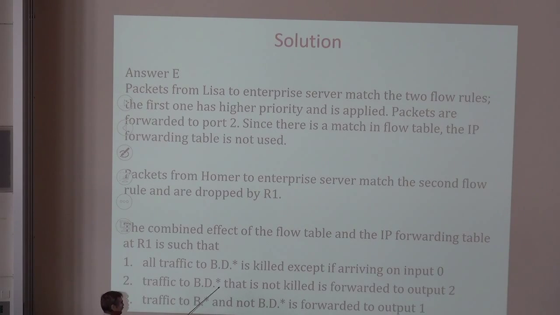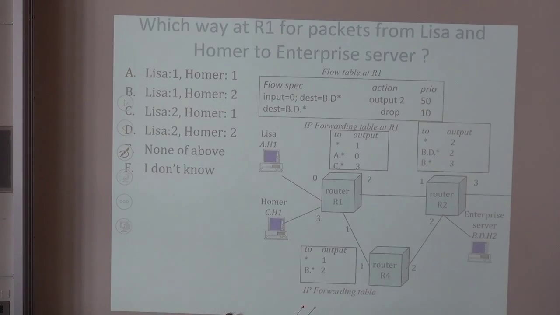Traffic to B.D. star that is not killed, in other words, that comes on input port 0, goes to output port 2. And traffic to B star that does not go to this protected network is forwarded to output 1. In other words, the link between those two routers here is a private link that is used only for traffic from here to there. All the rest of the traffic going to the B network will not use this link here. Which is, of course, impossible to reach by the IP theory. If you simply do lookup based on the destination address, you will not be able to achieve those things.